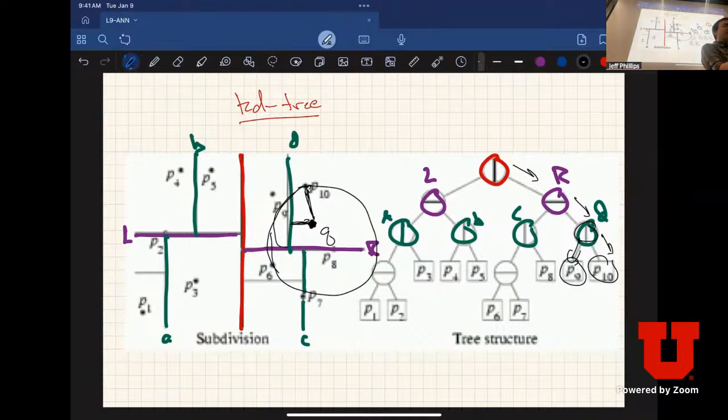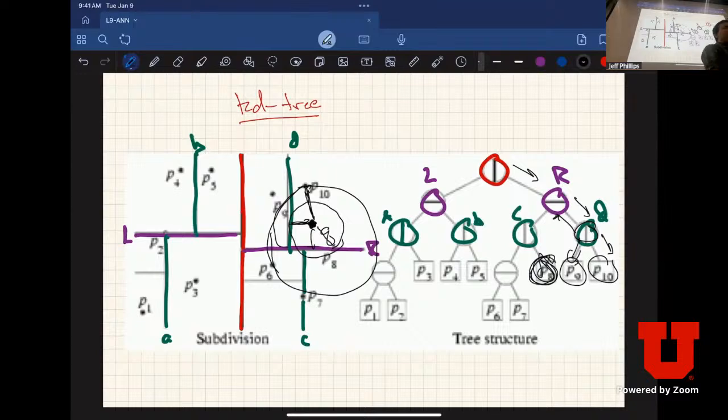Okay, and I saw, well, P9 is further away, so it's okay. Then I go back and say, well, let's look at the distance to this purple split, go back up here and say, well, the circle goes over that purple split, so I need to check here, and eventually I find P8. Once I found P8, I've refined my circle, and I say, now I've got a smaller circle. I've got a better option of a nearest neighbor.